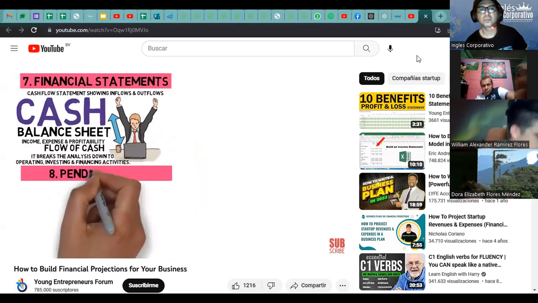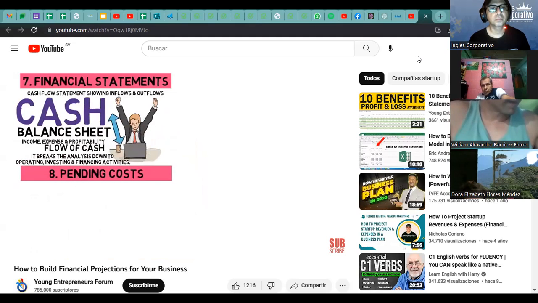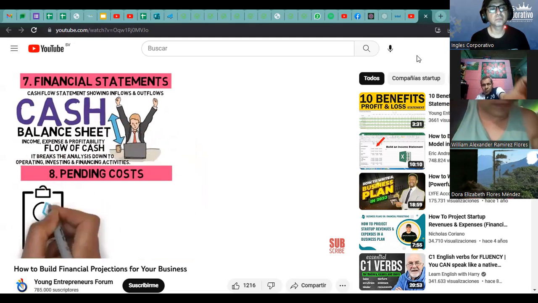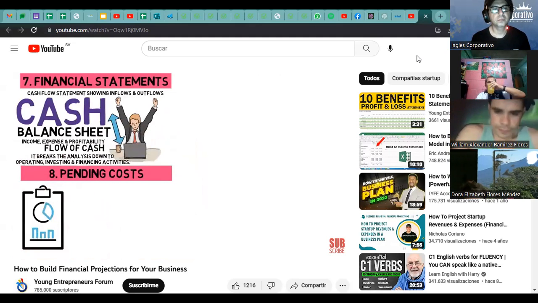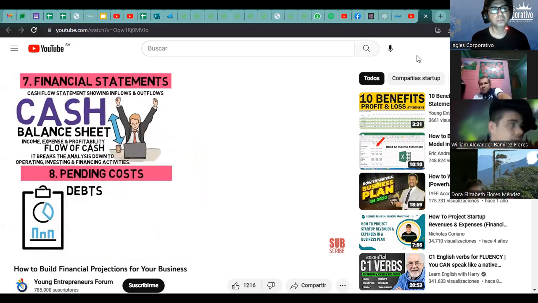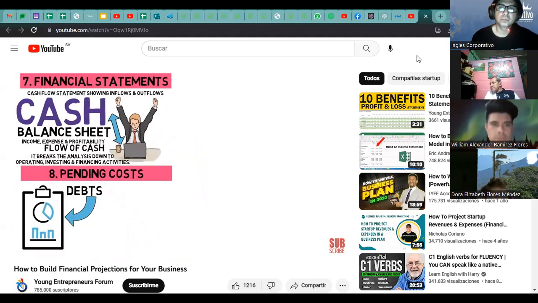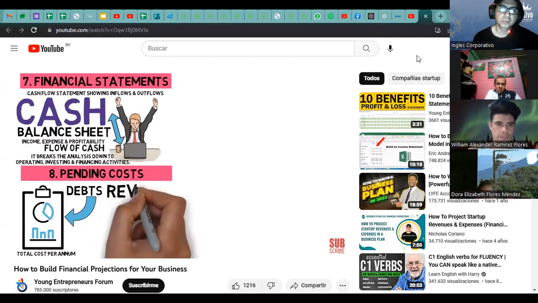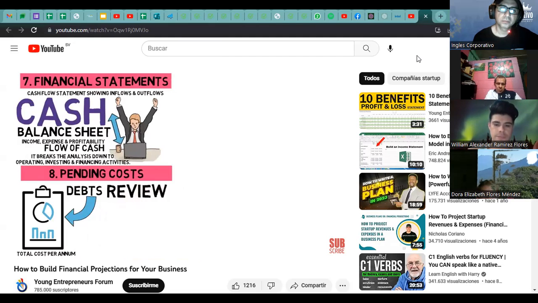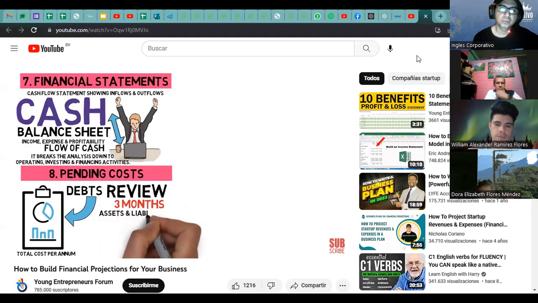Number 8. Pending costs and revenues. The financial report should also contain pending costs or debts that are supposed to be paid in the given periods. Many companies have debts that they need to pay monthly, and these numbers should be factored in a financial report to ensure accuracy. However, the total cost per annum should not be compounded. This means if the review for financial revenue is only for 3 months, the assets and liabilities should only include what is present and what is due for 3 months.